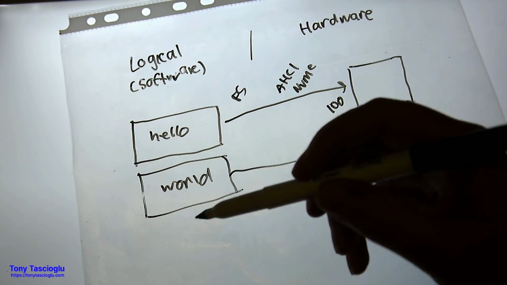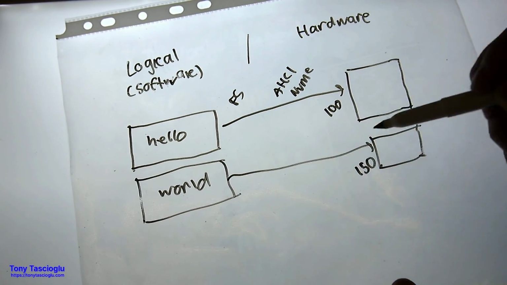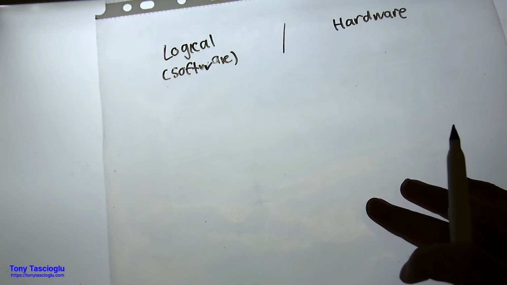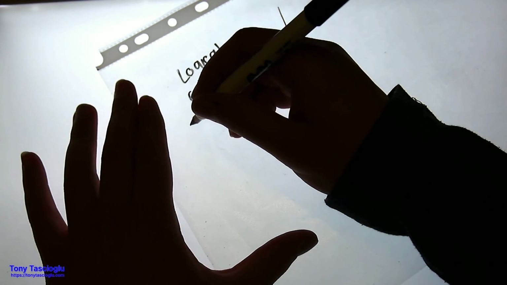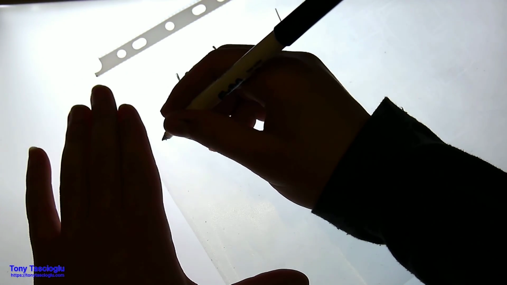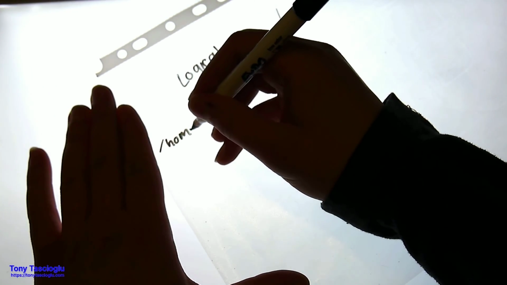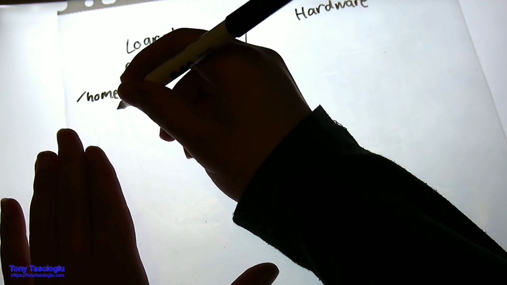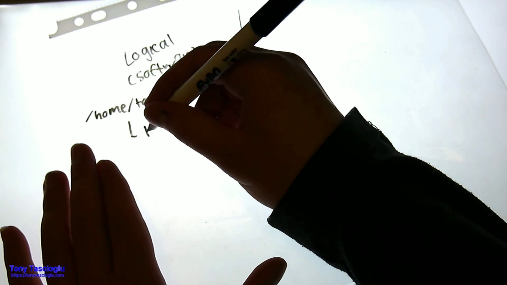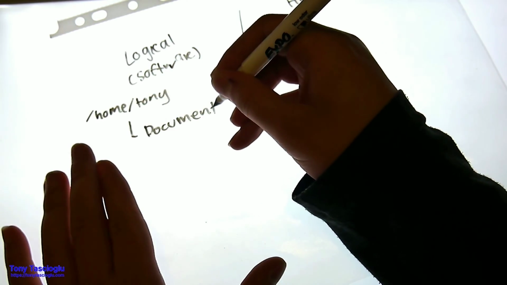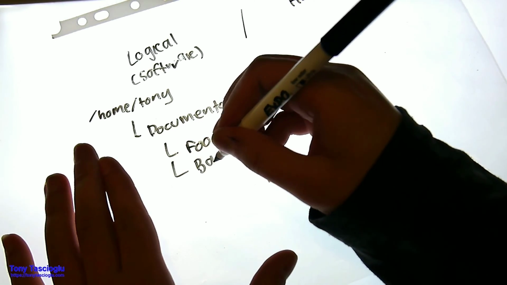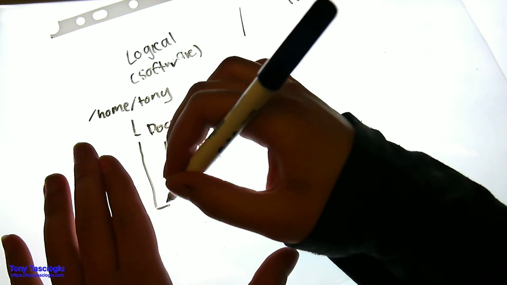But if all my file system had was just files with names and pointers, it wouldn't be a particularly useful file system. So most file systems use a hierarchy. So for example, let's say I'm in /home/Tony, right? So let's assume that's our root directory. Now in here, I can have documents, and my documents can have foo and bar, and I can also have music.